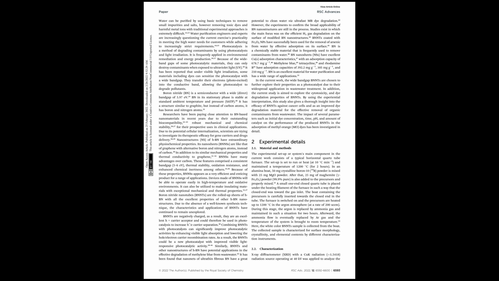After a brief introduction, we focus on the experimental details. In experimental details, you can see we have different sections, and the first one, section number 2.1, is the materials and methods section. In this section we discuss the procedures of how we prepared boron nitride nanotubes, or in scientific words, the synthesis of boron nitride nanotubes. It's given in the materials and methods.